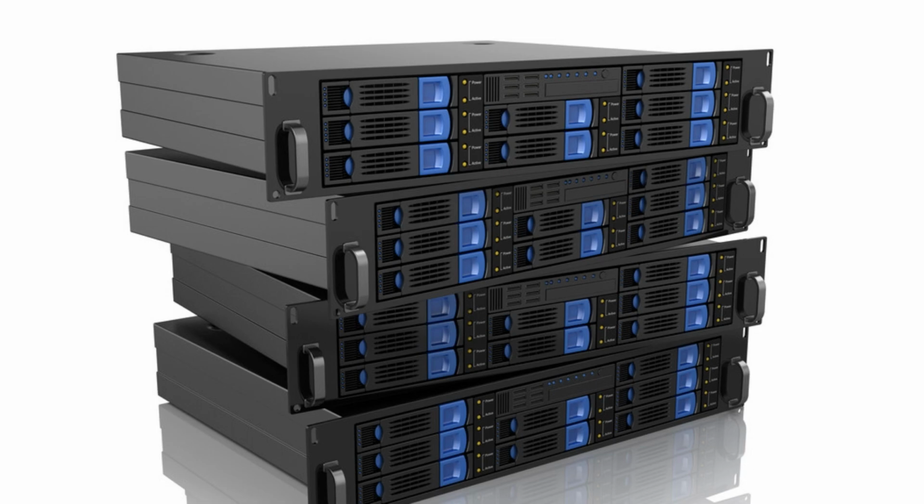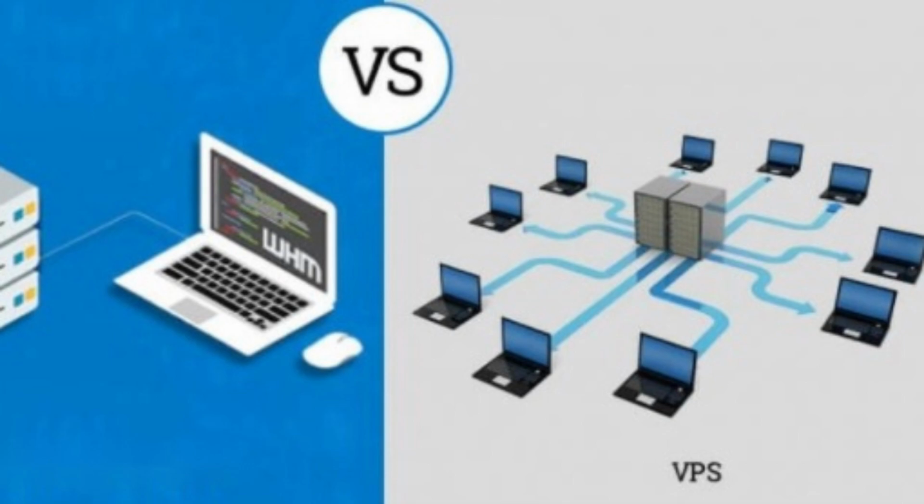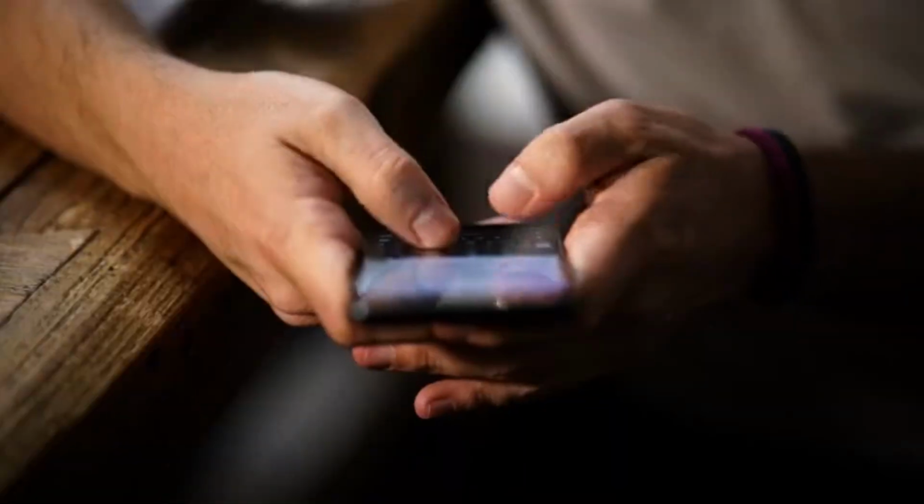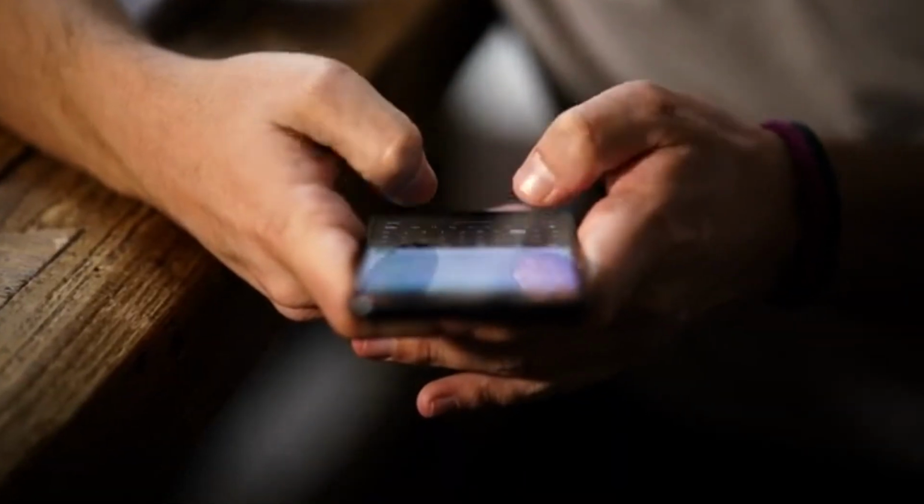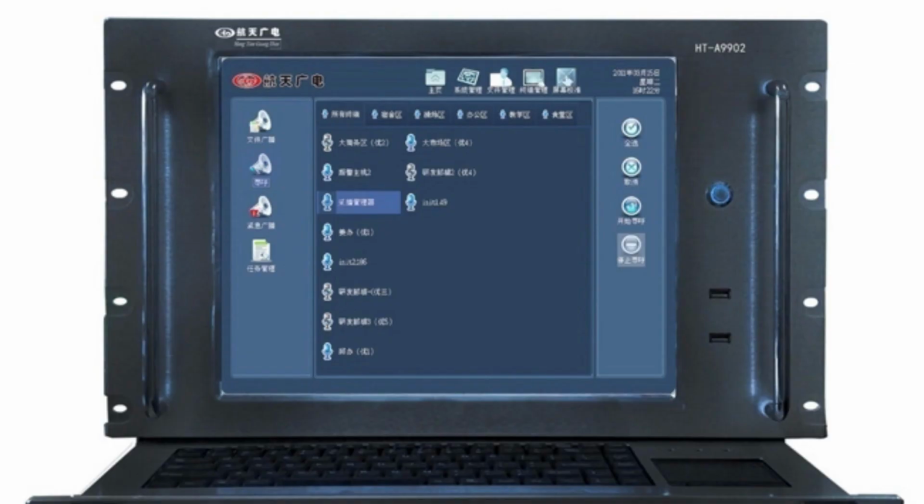7. Conclusion. Understanding dedicated servers doesn't have to be intimidating. By breaking down the subject into manageable parts, this guide helps beginners make informed decisions about whether a dedicated server is right for them. Whether for personal use or business applications, dedicated servers offer a robust and flexible hosting solution.